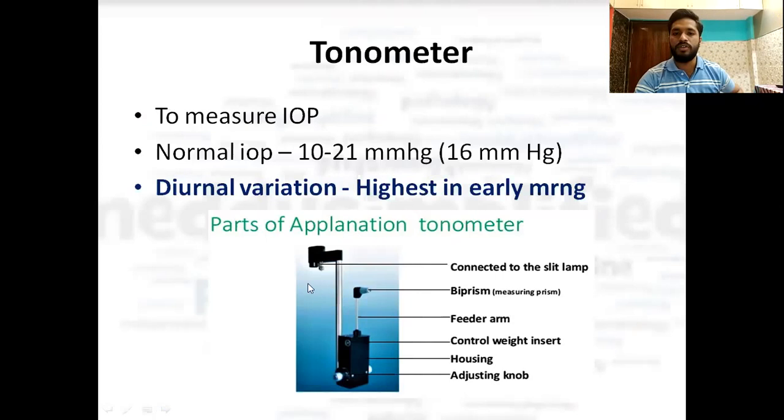Now this is how a tonometer looks like. This is used to measure the intraocular pressure, right? So this is connected to the slit lamp from where the observer checks. This is the biprism which goes to the cornea. This is a feeder arm. Then there is a control rate, housing, and adjusting knob, right? So this is how a tonometer looks like. Once again, this image can be given, and you may be asked what this instrument is used for. So this instrument is used to measure the intraocular pressure, and it is known as tonometer.